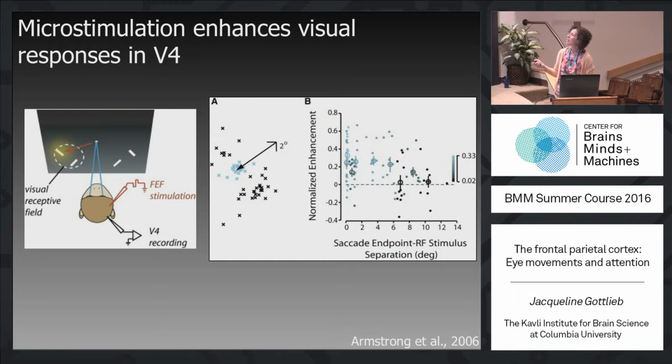Okay, so this is a statistical illustration of this. The x-axis here is the separation between the saccade endpoint and the center of the V4 receptive field. And you can see that there is enhancement if the separation is small, and if the mismatch is too large, you no longer get the effect. So that suggests that the priority signal sends some spatially organized feedback to V4.